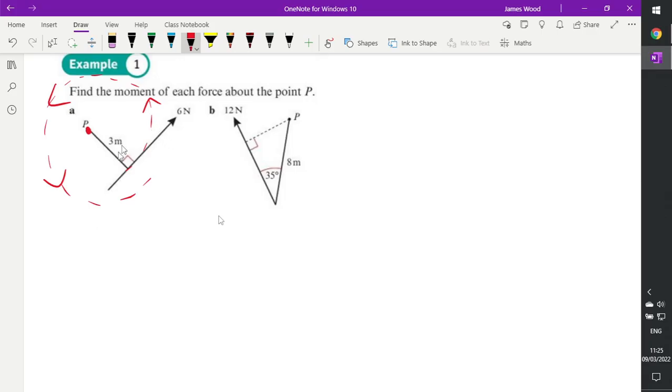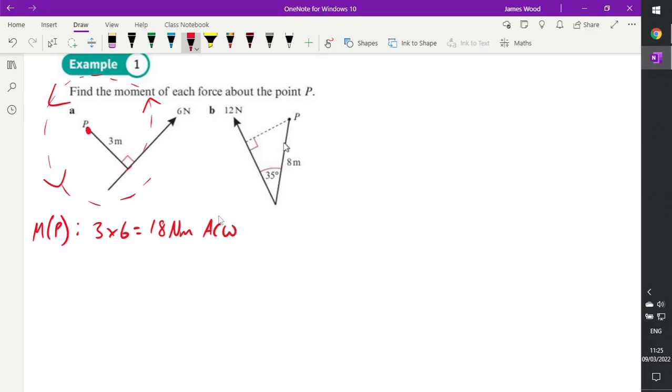So here, they're already perpendicular, so I don't need to do any clever resolving here. The way that we would write this is the moment about P, like that. M about P is simply 3 times 6, so that's 18 Newton meters anti-clockwise.